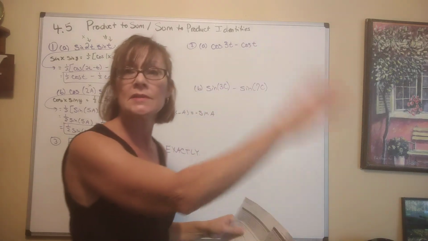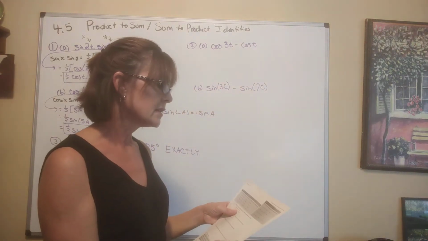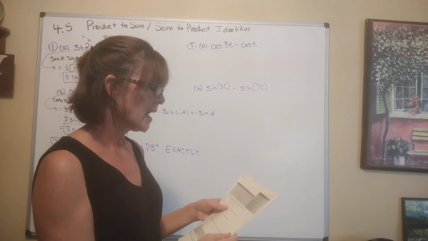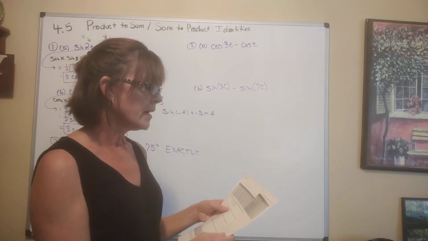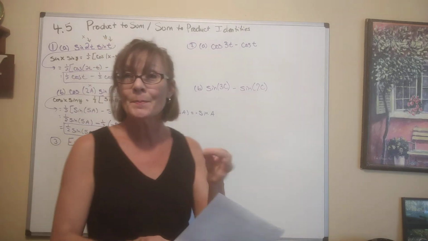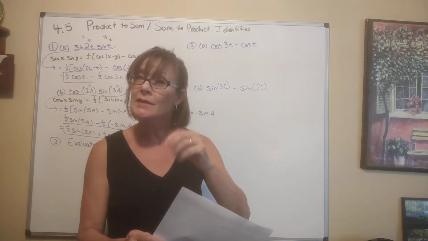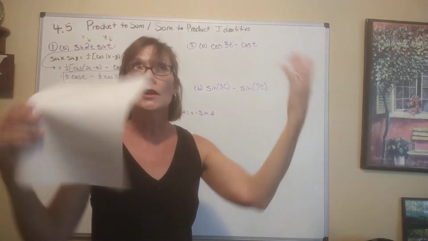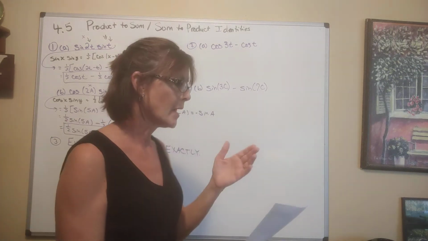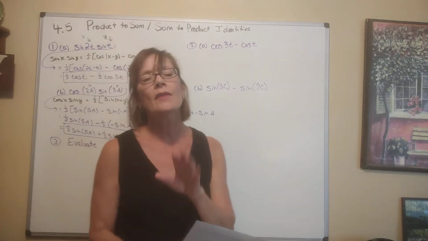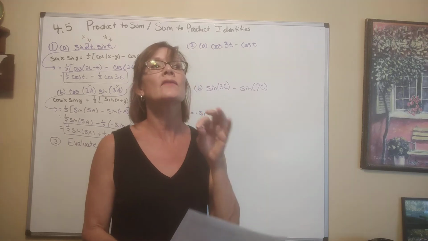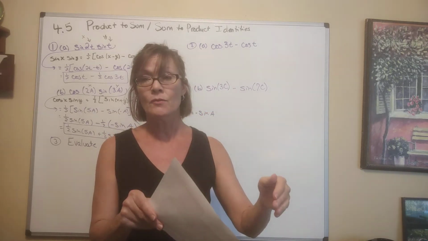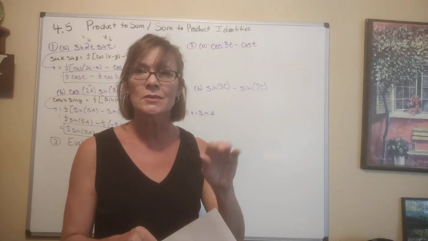This time I'm using the second set of identities that I'm given, the sum to product identities. They call these sums, even though they have a minus sign, because sums and differences are included in the word sum. The reason they do that is because when you have x minus y, you can think of that as x plus negative y.